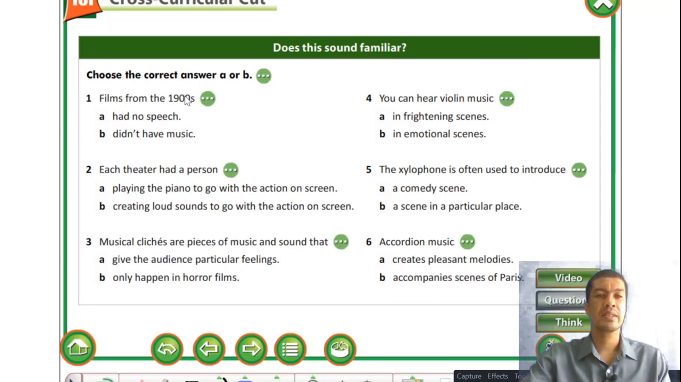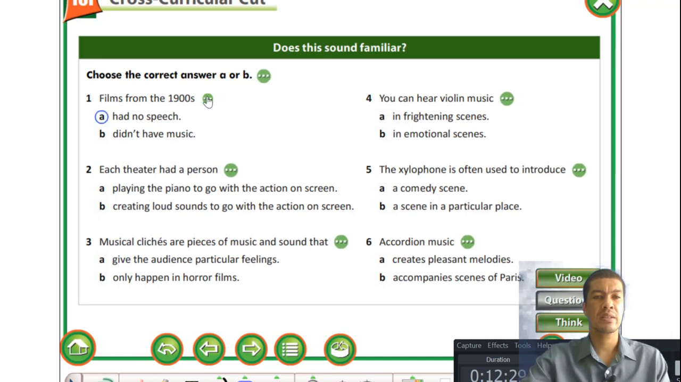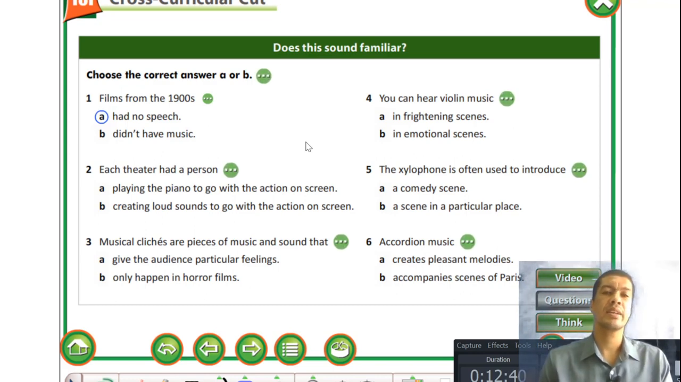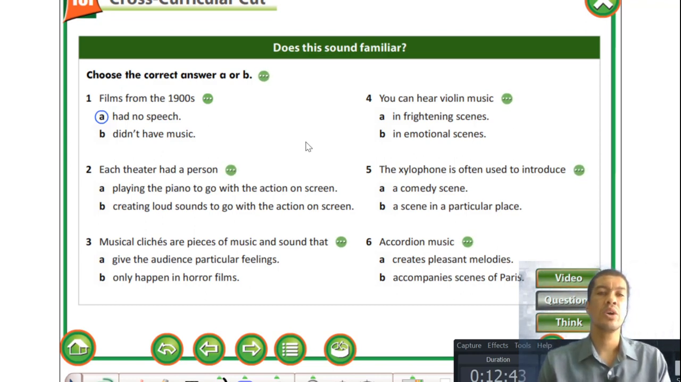So films from the 1900s did what? They had no speech, or didn't have music. And the correct answer is they had no speech. Music was added alongside as the film progressed, so they would add the music along with the movies. But films from the 1900s had no speech at all, which is a little bit strange to me, because if they could have added the music, they could have added the speech as well. And it serves the same purpose. So do take note of that.